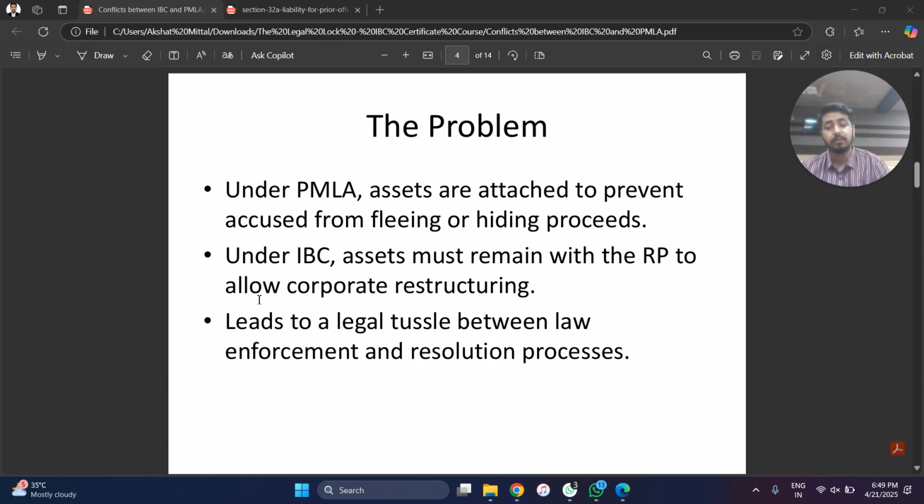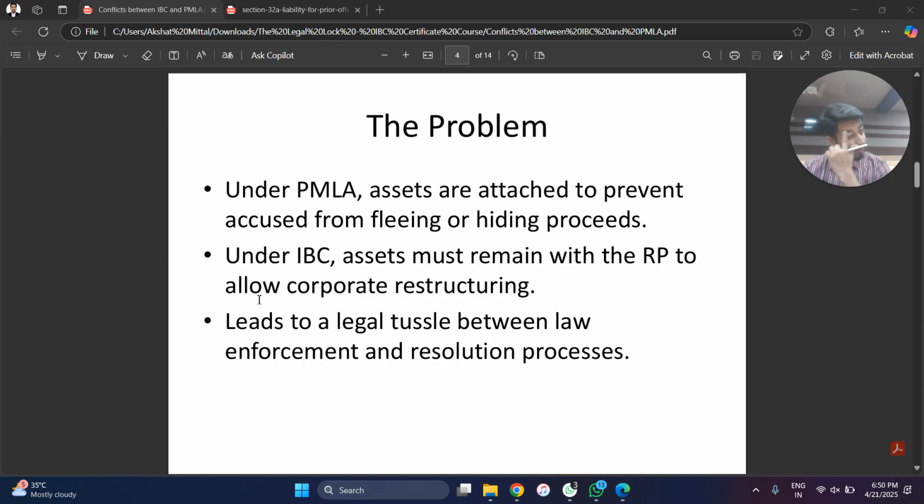The RP is able to put forth a true picture before the committee of creditors, and also to the resolution applicants when he is inviting them to submit their plans. So to assess the whole structure of the company and to offer the best restructuring scheme, it is very much necessary that the assets are under the control of the RP, so that at a later point of time, whether it is insolvency resolution proceedings or even liquidation proceedings, the assets can be liquidated and better realized to the benefit of the stakeholders who are the creditors under IBC.